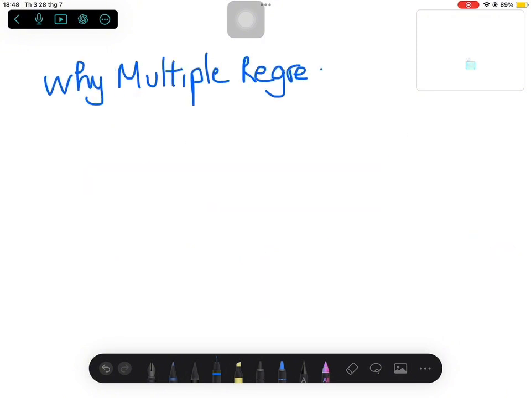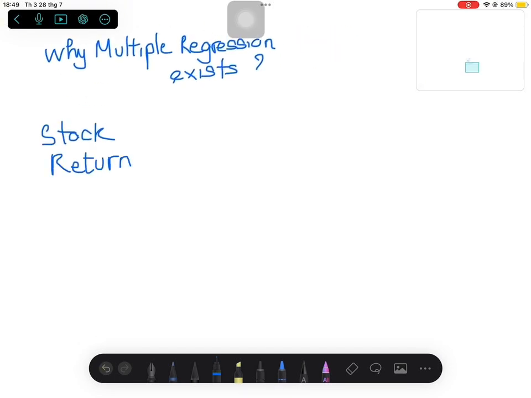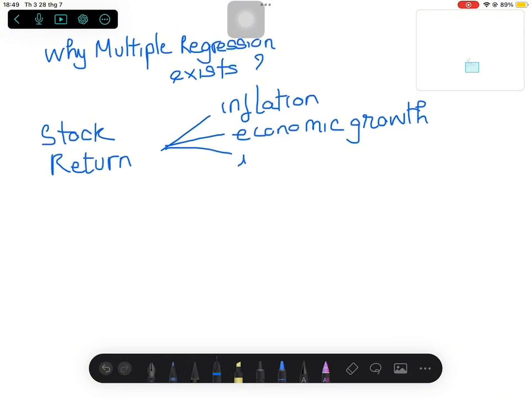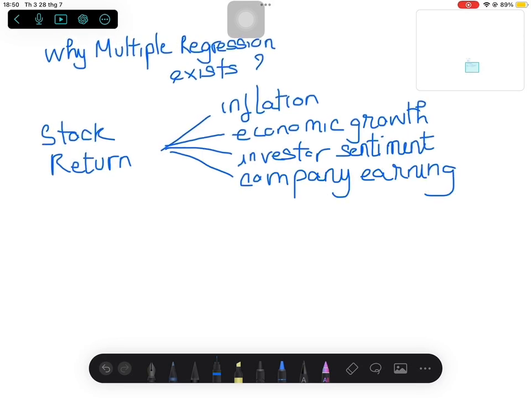So let's begin with the intuition. Very few things in finance are driven by just one factor. Take stock returns. They don't depend only on interest rates, but also on inflation, economic growth, investor sentiment, company earnings, and dozens of other variables. The same idea applies everywhere. House prices depend on location, size, school quality, crime rates, and mortgage rates. Company sales depend on advertising, consumer income, competitors, and product prices.